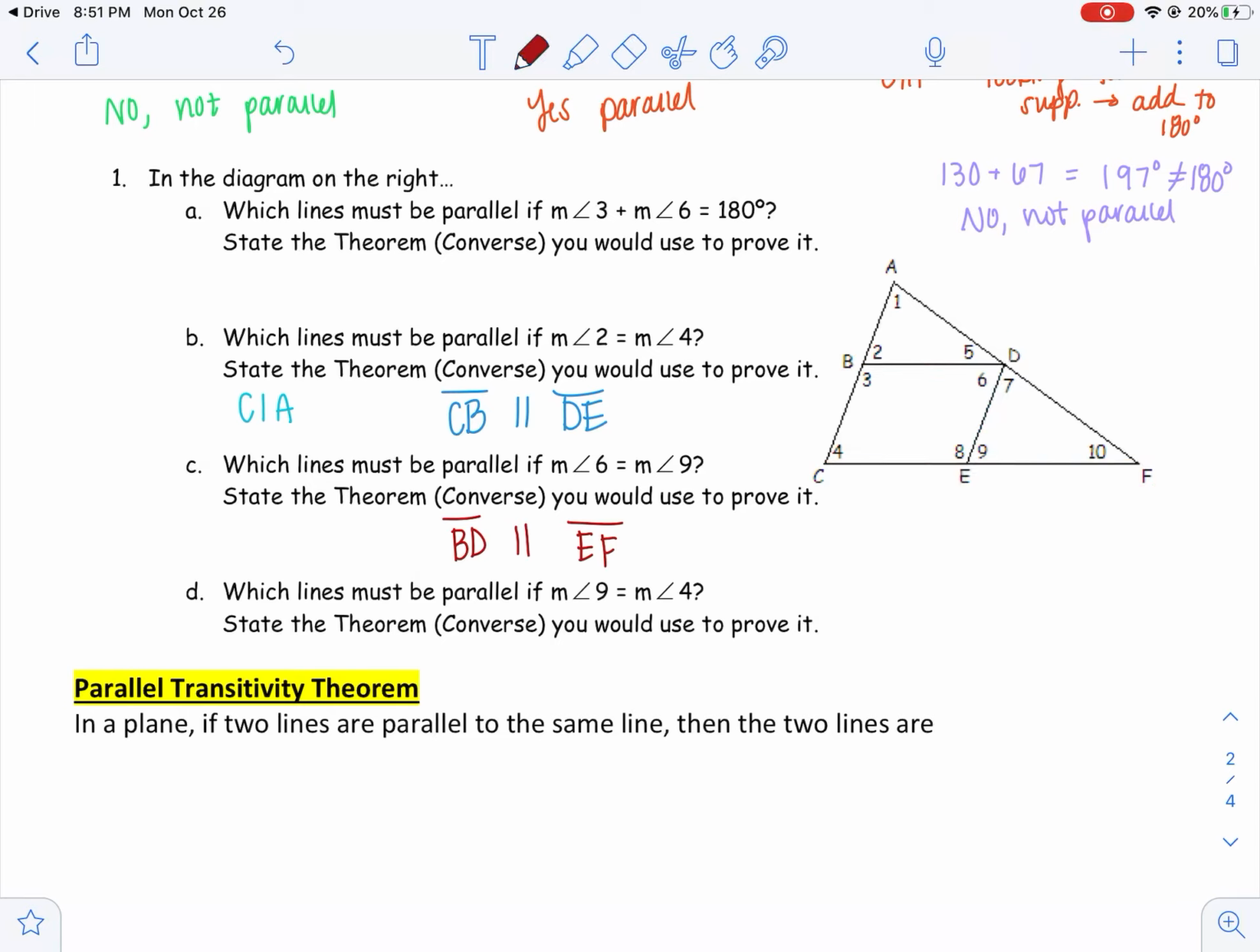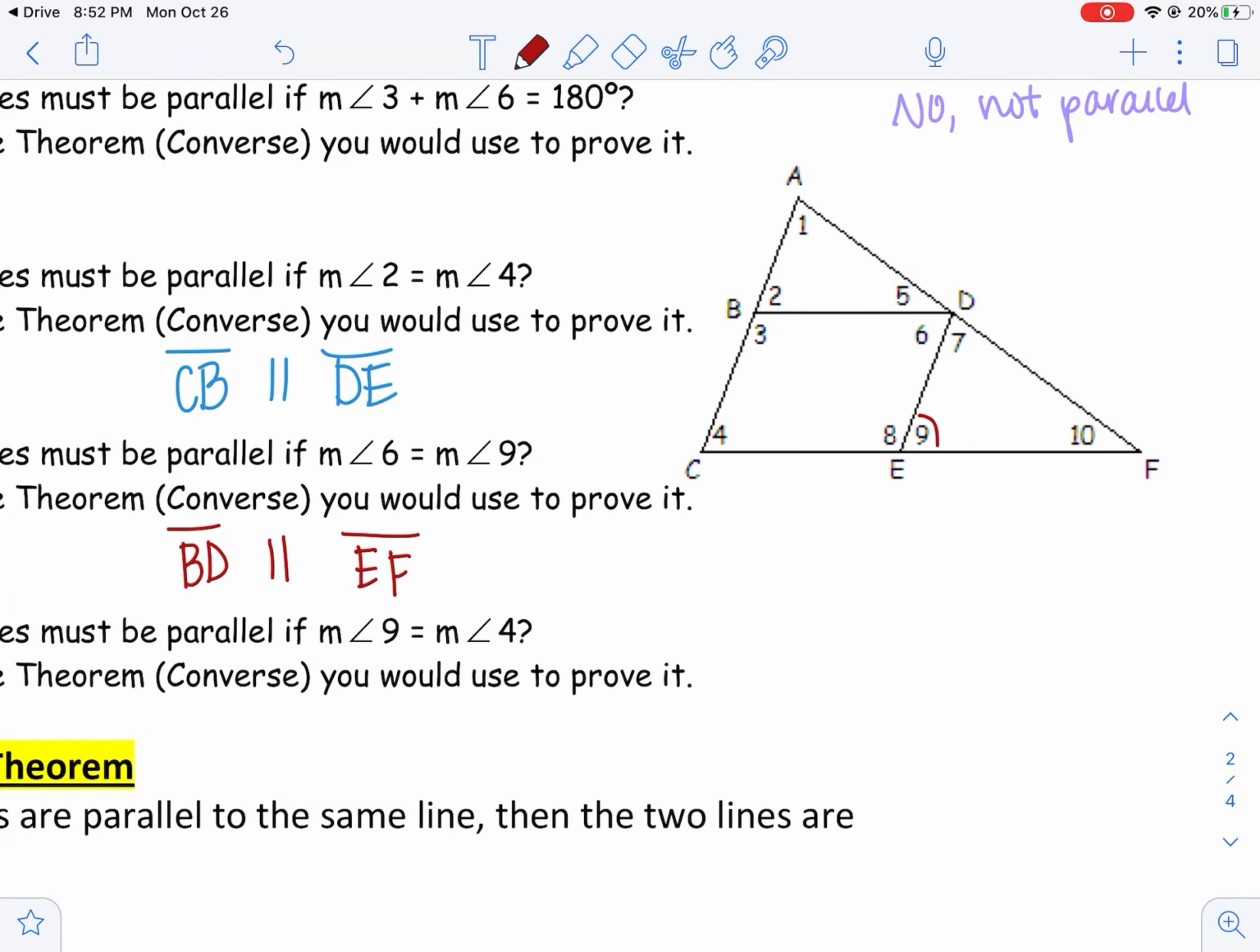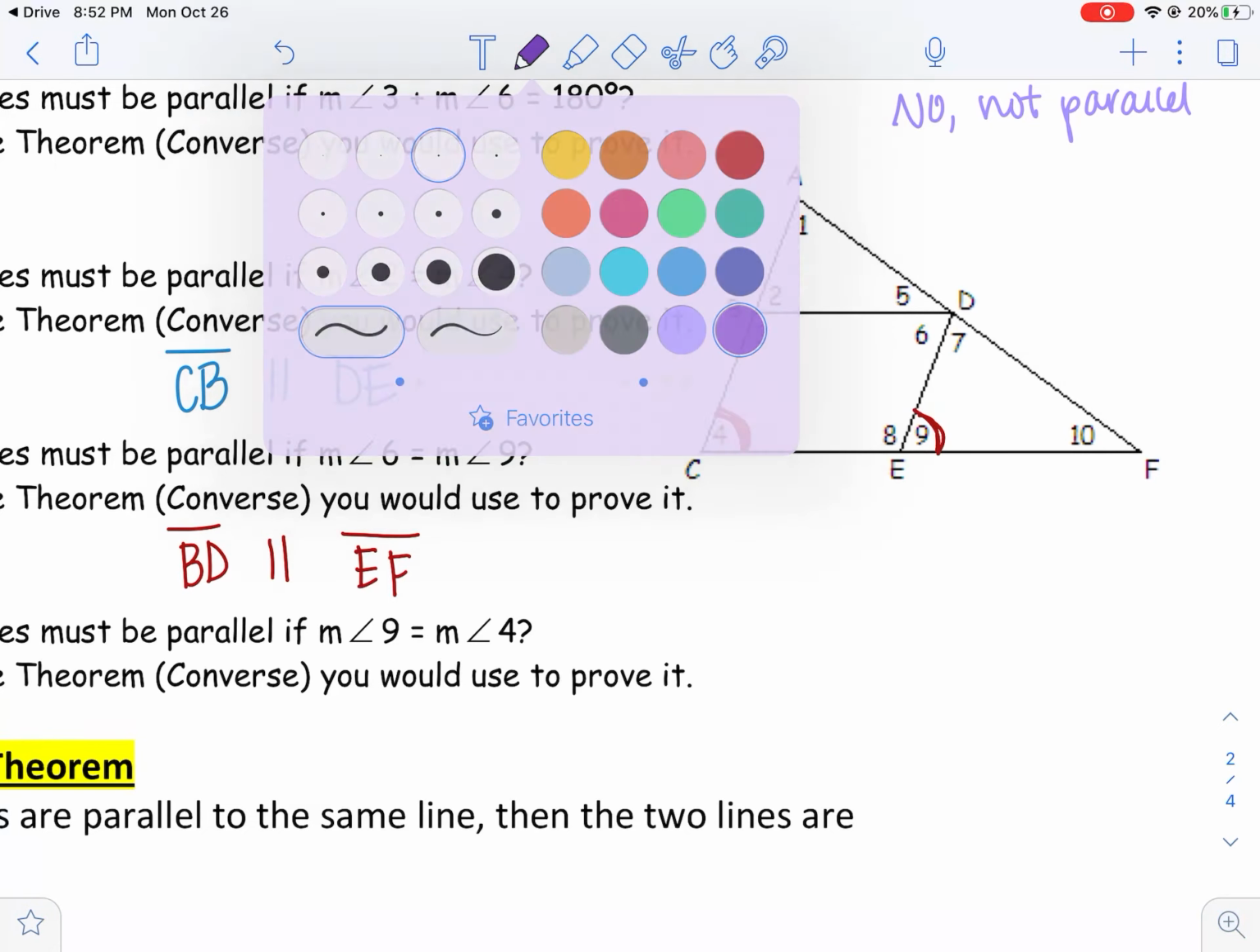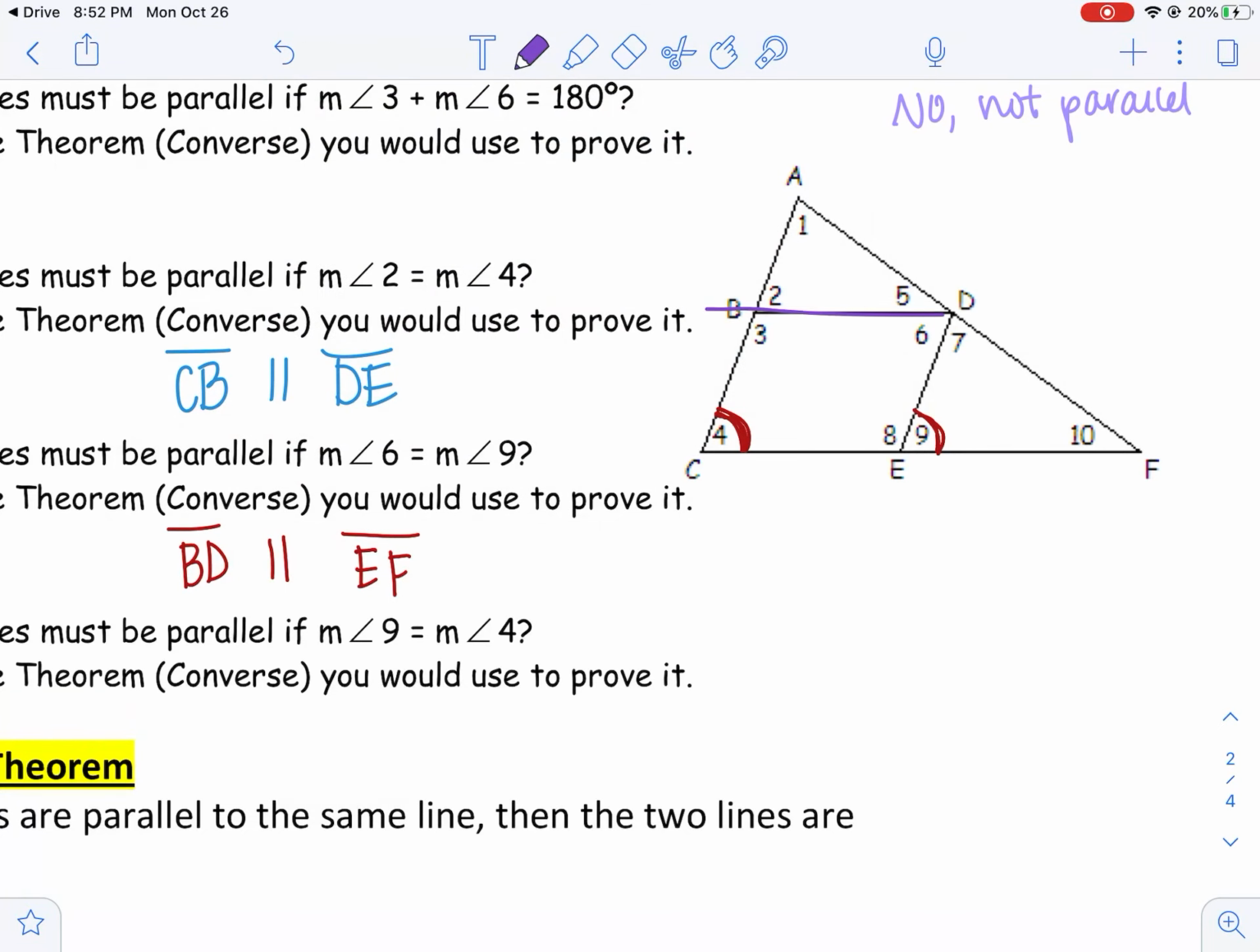Okay? Last one. Which lines must be parallel if the measure of angle 9 is congruent to the measure of angle 4? Ooh, those look like corresponding angles. All right, so we really have a couple options. Okay, so let's look. I'm going to go ahead and just draw these guys in. Oh, I guess we technically don't have a couple options. All right. Let's focus on these guys.